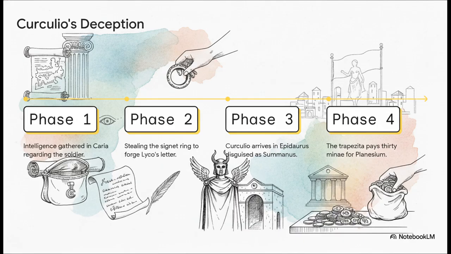After returning from a failed financial mission in Caria, Curculio pivots straight into espionage and forgery. He effectively usurps the military authority of the braggart soldier by stealing his signet ring, adopts this hilarious satirical disguise as Summanus, and successfully liquidates the soldier's funds held by the banker Lyco, liberating Planesium in the process.